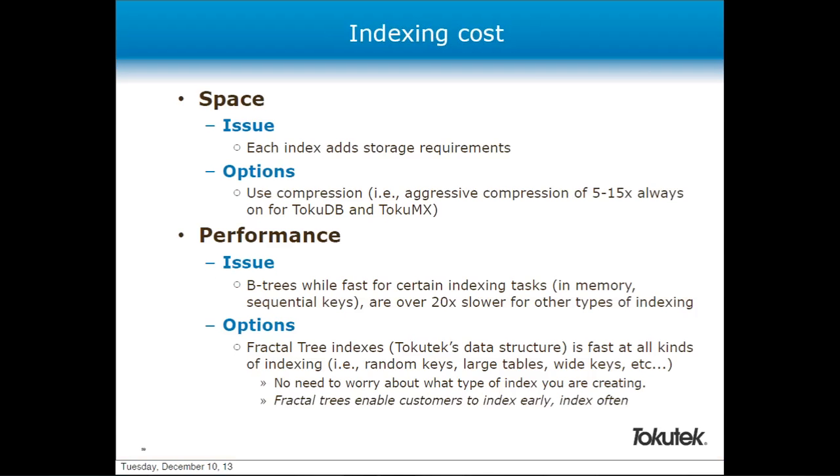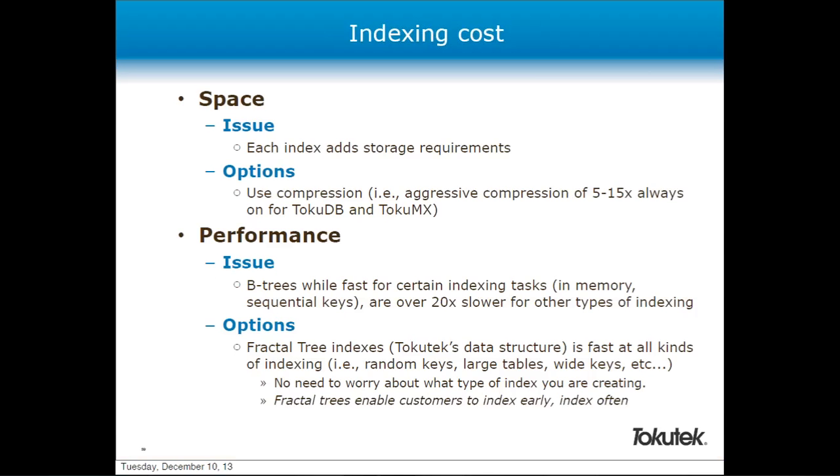Performance is where TokuDB and TokuMX shine, whereas B-trees, while they're fast for some indexing tasks, require that you keep your indexes in memory, keep your working set in memory, and use a rightmost insertion pattern, as you may have heard.